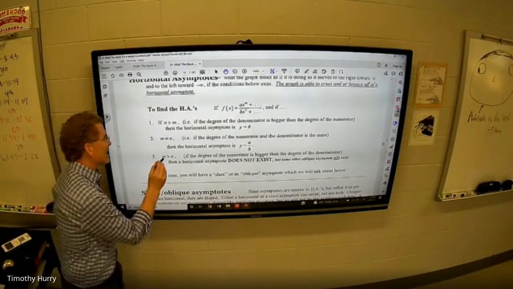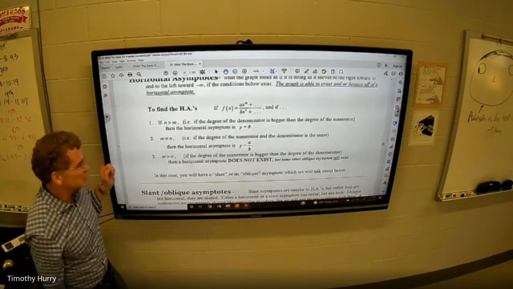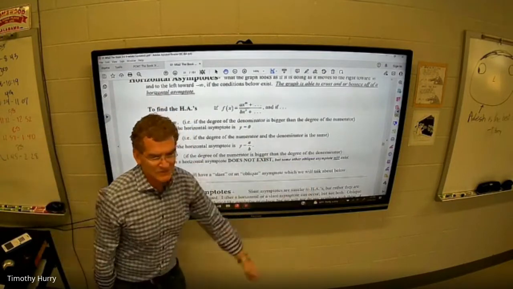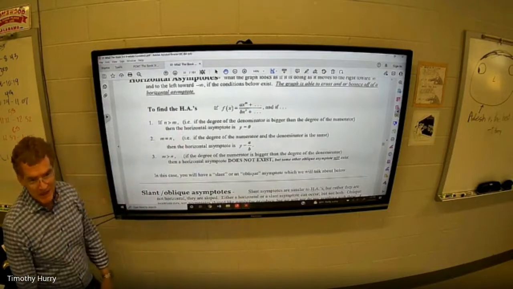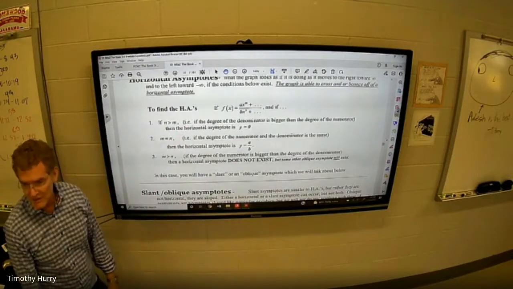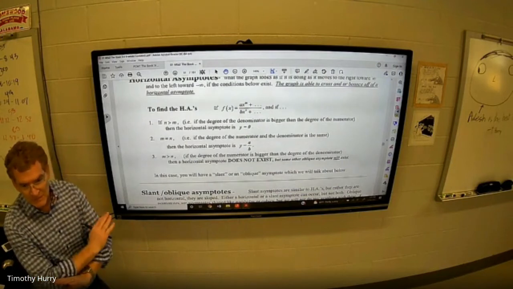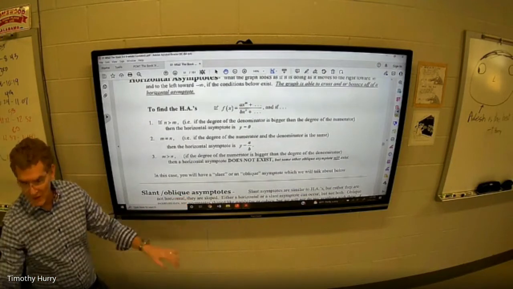But if the power on the top is bigger, then you do not get a horizontal. You get a slant asymptote, which we've already talked about, and you just go and do the long division. But remember, when you do the long division, what do you do with the remainder and the divisor? You just toss it and ignore it.